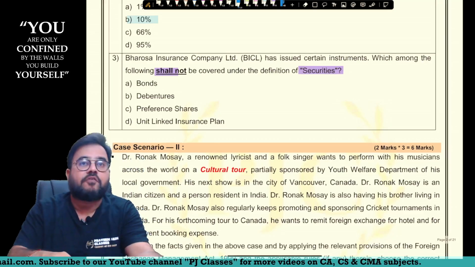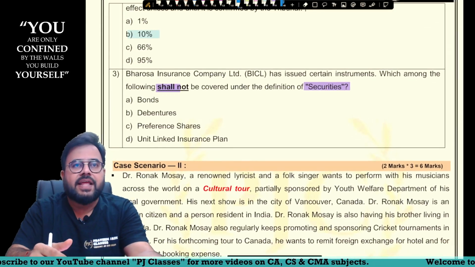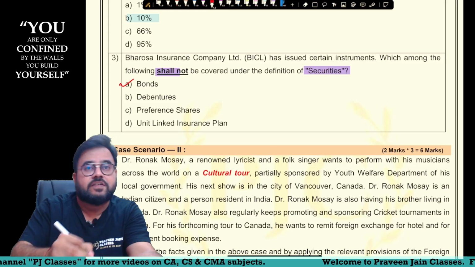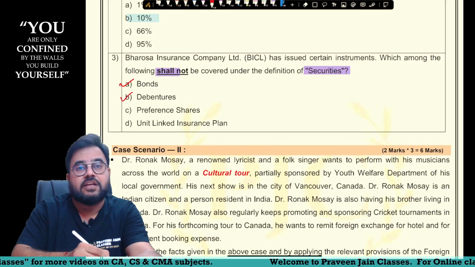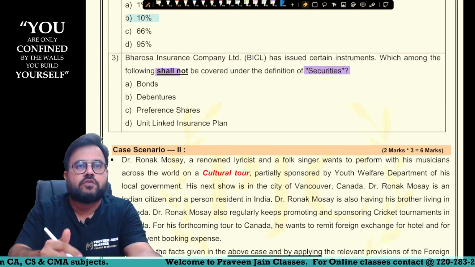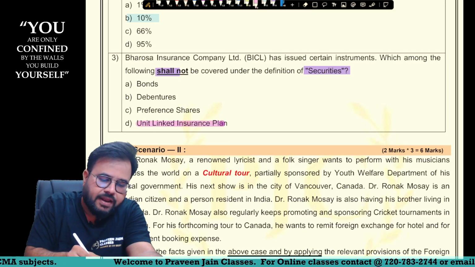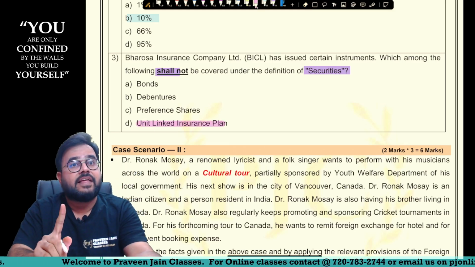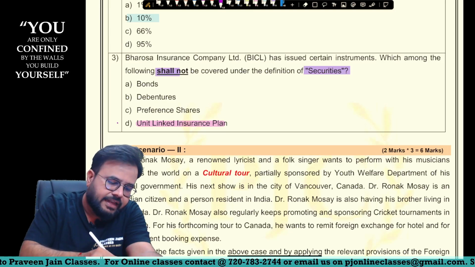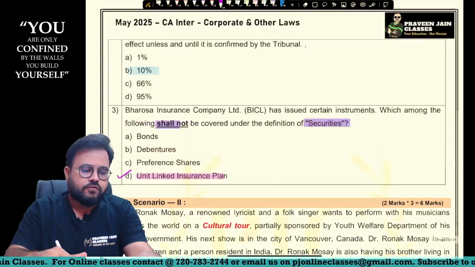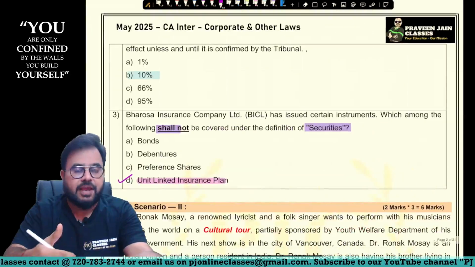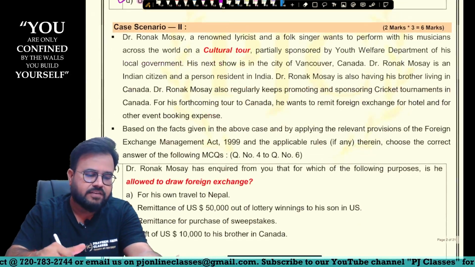So now let's come back to our main question. What will not be regarded as securities? We have to find the odd ones. Now, can I say bonds is a security? Already we have seen debenture is also a security. Preference share is also a security. Now, the obvious logic is that unit linked insurance plan is not regarded as securities. There we have seen units of mutual funds, not unit linked insurance plan. So hence D is the right answer, sir. What we have observed here is that even if we did not read the entire scenario, we were able to give the answer. Okay, now let us see scenario number 2.